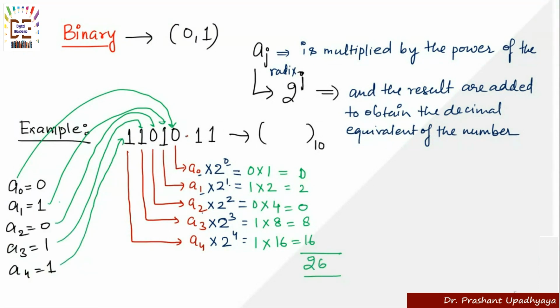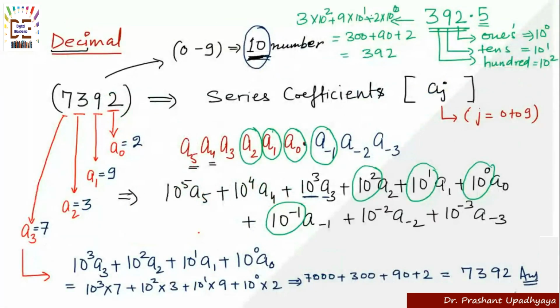Now come to the second part, after the dot. If I go back, what do I have to write after the dot? a minus 1, a minus 2.